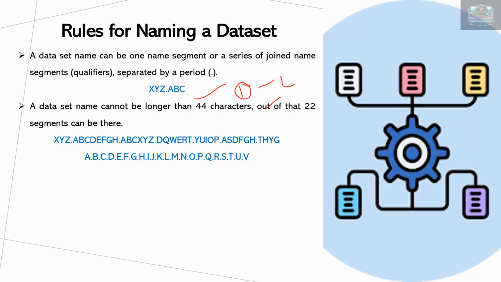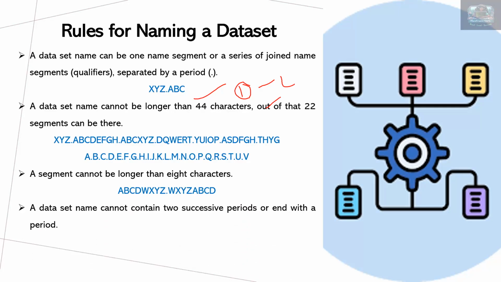The next rule is that one segment should be only 8 characters in length, meaning whatever you put between periods should not be more than 8 characters. And a dataset cannot contain two successive periods or end with a period. So you should not put two periods in between two qualifiers, and it should not end with a period. Then it will be a wrong naming convention.